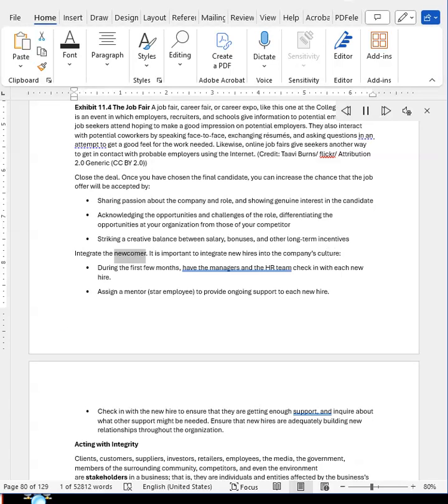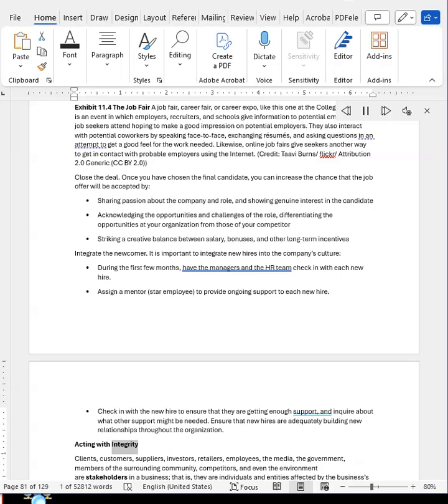Integrate the newcomer. It is important to integrate new hires into the company's culture. During the first few months, have the managers and the HR team check in with each new hire. Assign a mentor, a star employee, to provide ongoing support to each new hire. Check in with the new hire to ensure that they're getting enough support and inquire about what other support might be needed. Ensure that new hires are adequately building new relationships throughout the organization.